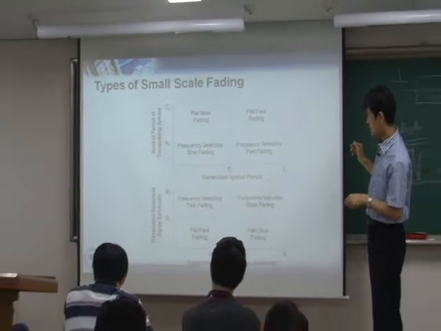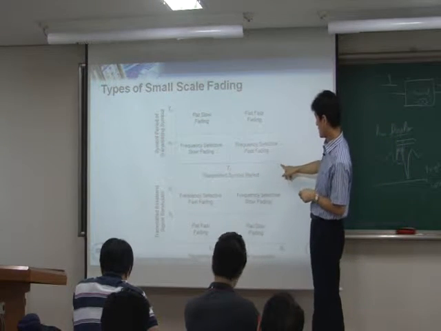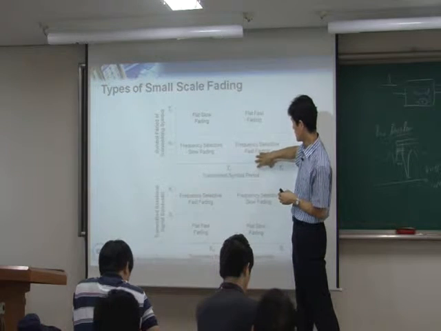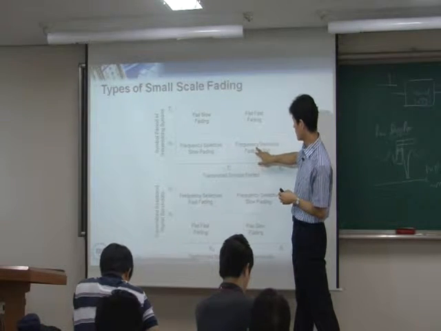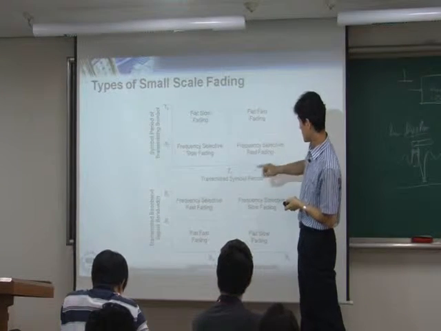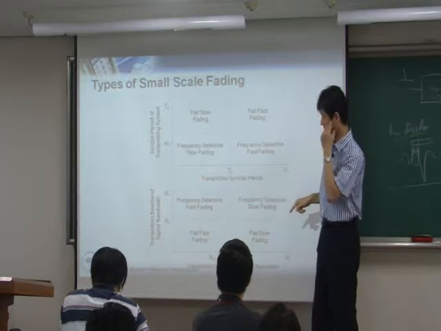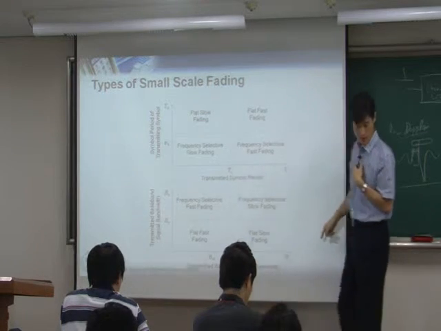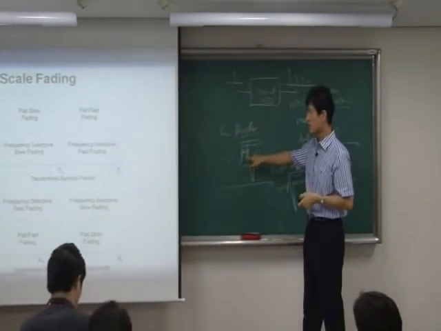So this is a transmit symbol period, and when you have a large symbol period like this one, then most likely you will have this one actually. This one is a coherence time. Yeah, right. So this is a coherence time, right? Remember that what was the coherence time? This one was coherence time.